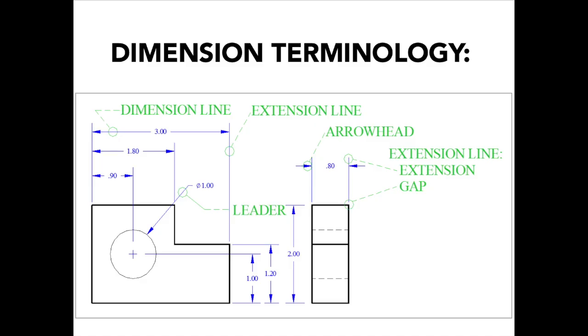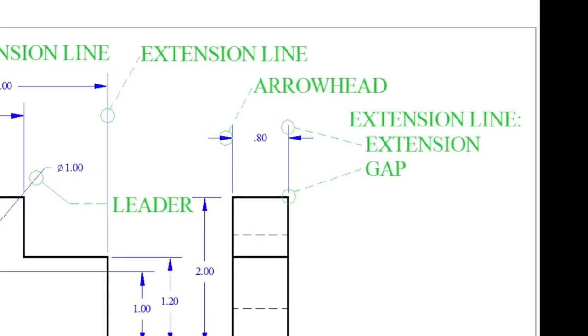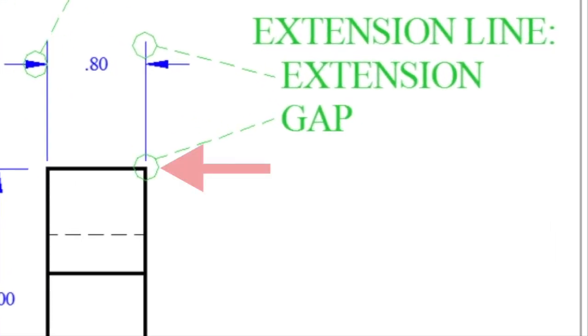notation. Arrowheads are on the ends of all dimension lines and can be represented in different ways or different directions depending on how much room you have. There's also something very specific about the gap between the extension line and the actual object. This is called our extension line gap. And then there's also an extension that goes past the last dimension in order of dimensions.